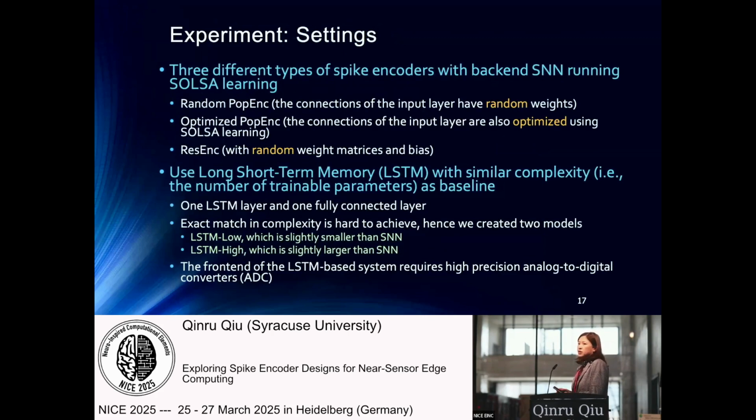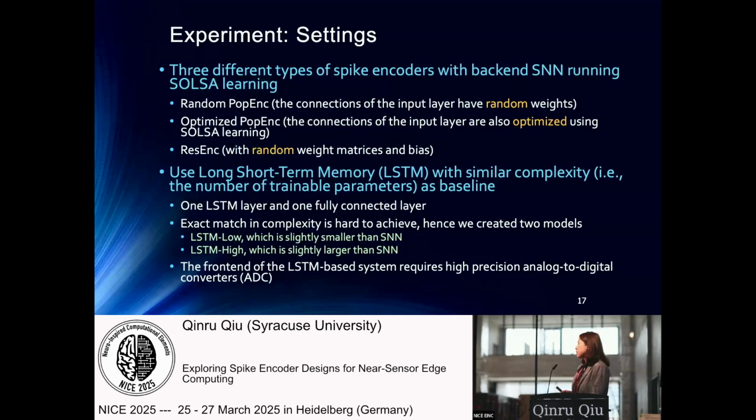In our experiment, we compared three different types of encoders. One is the optimized population encoder, whose weights and synaptic filter kernels are both optimized using our SALSA learning algorithm. The second one is the random population encoder, which is not optimized. Its weights and kernels are randomly selected. The third one is the reservoir encoder, which also has randomly selected weights and bias.